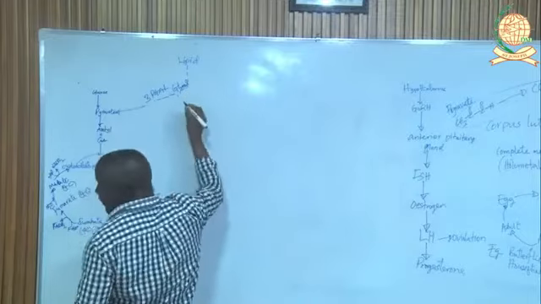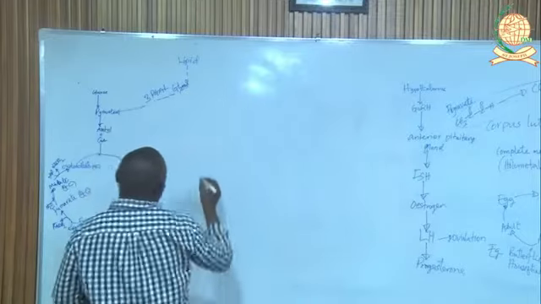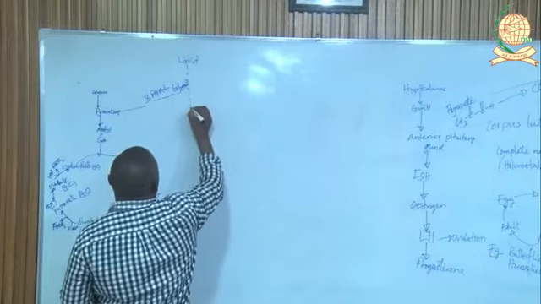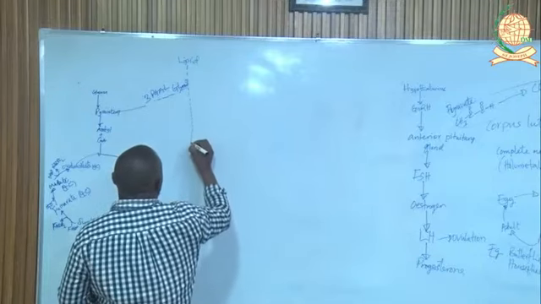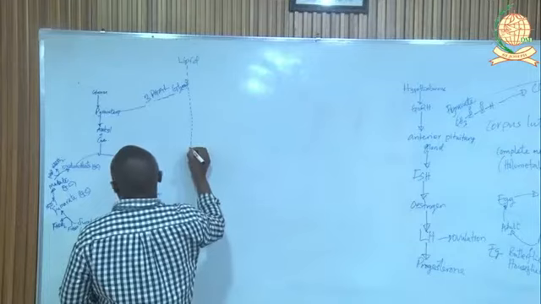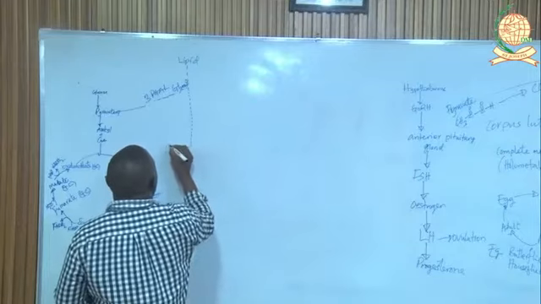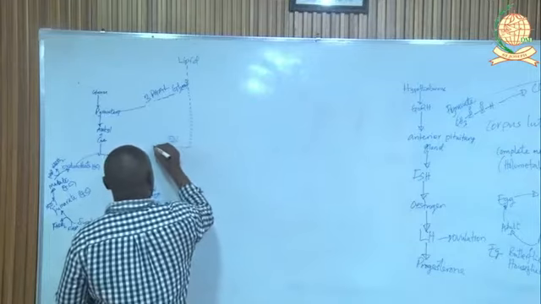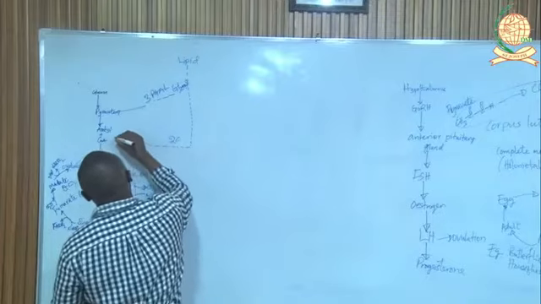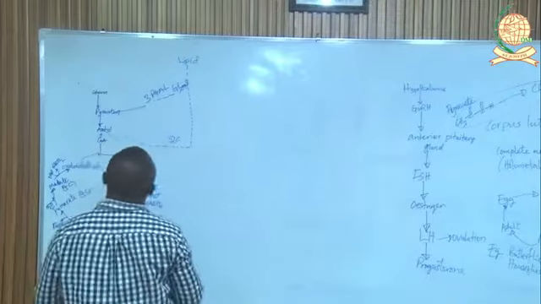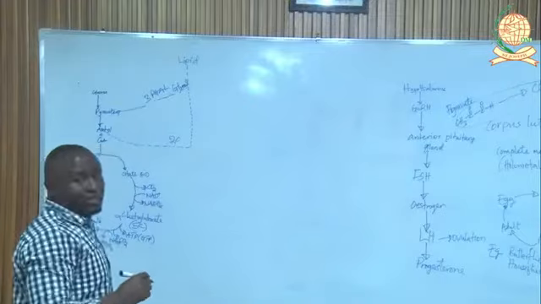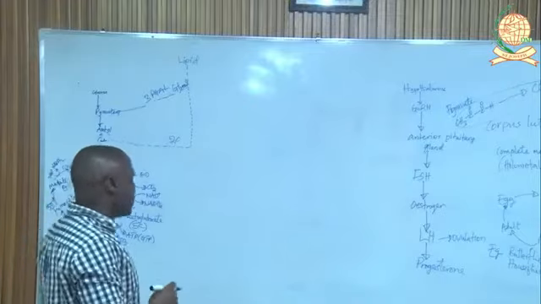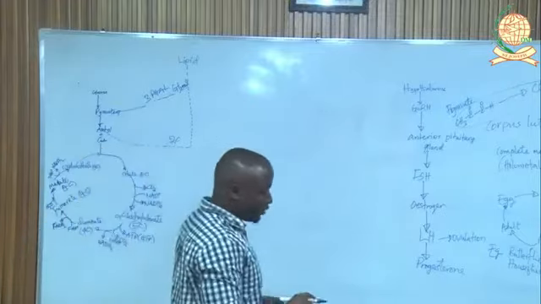The other component of the lipid is fatty acid. Fatty acid is progressively broken down in beta oxidation to form 2-carbon fragments. Each of the fragments forms acetyl, which is carried by coenzyme A, and then it enters the pathway of glucose.